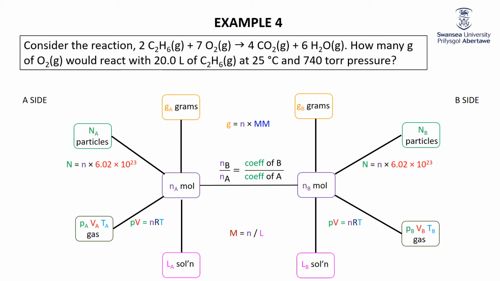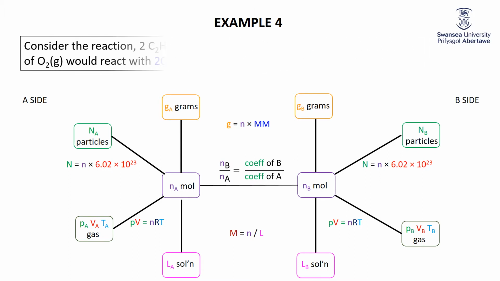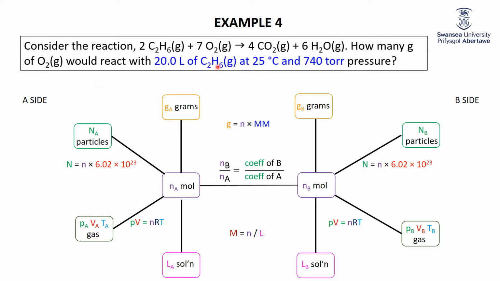Last example, dealing with gases. Okay, so here's a nice little one: 2C2H6 + 7O2 → 4CO2 + 6H2O. Make sure it's balanced. What are we told? Well, we're told about C2H6. We're told it's a gas. We're told we've got 20 litres of it at this temperature and pressure.